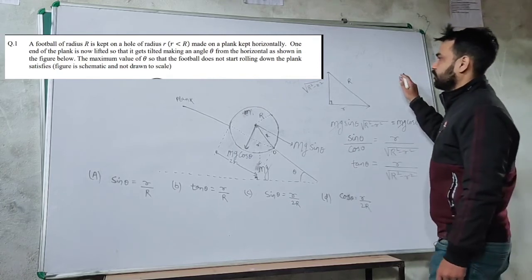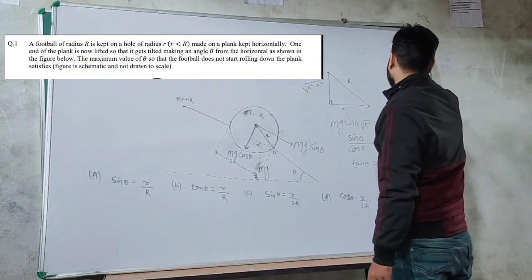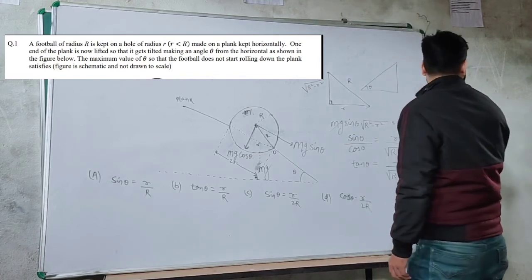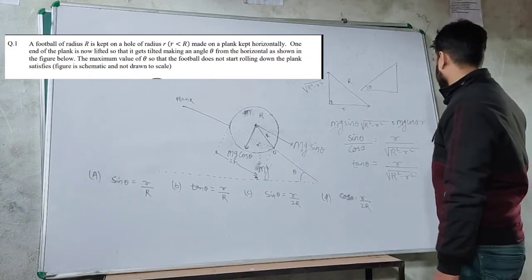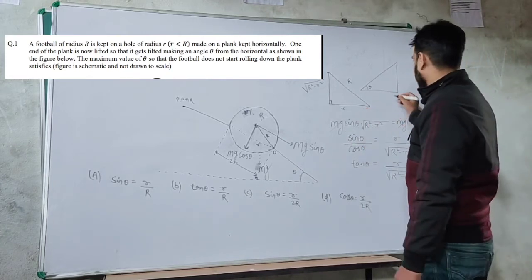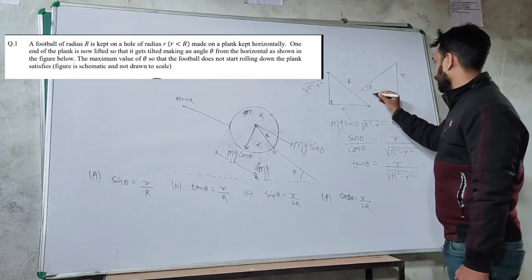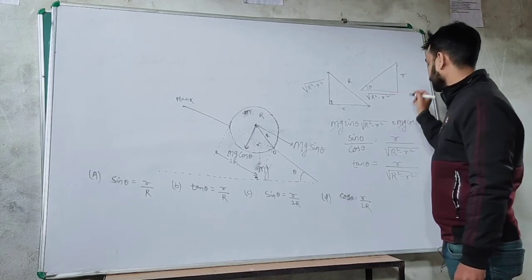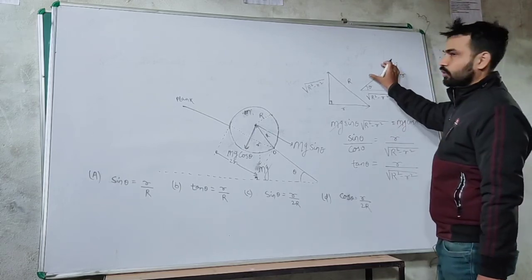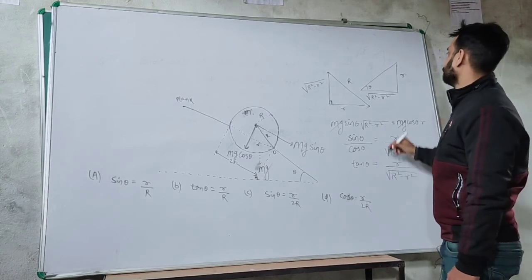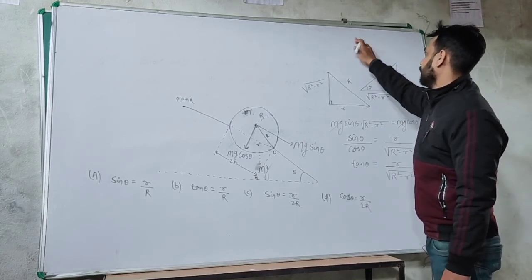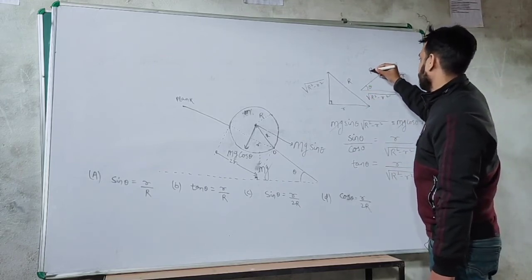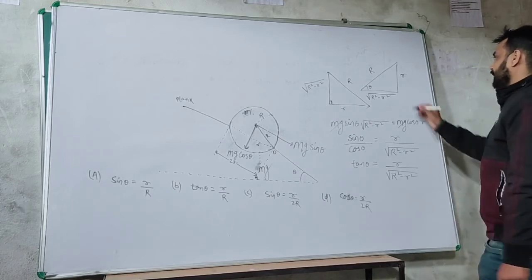So we now draw another triangle here. Here it is theta, with sides small r and root under capital R square minus small r square. Through the Pythagoras formula we can calculate the value of the hypotenuse here. It comes to be capital R.